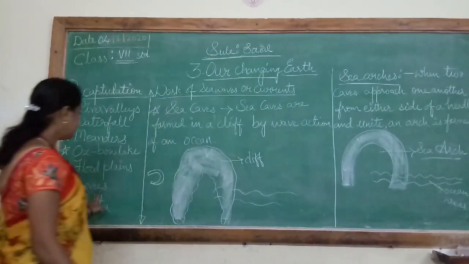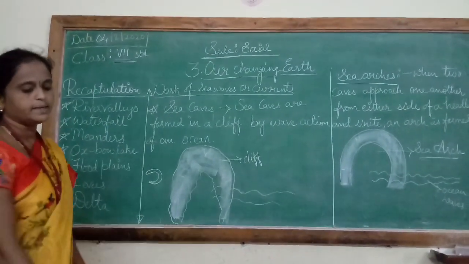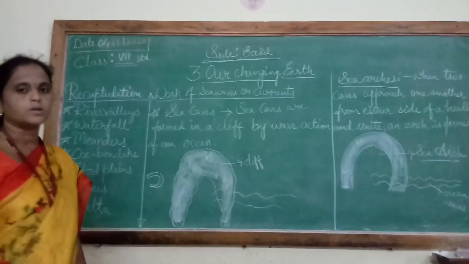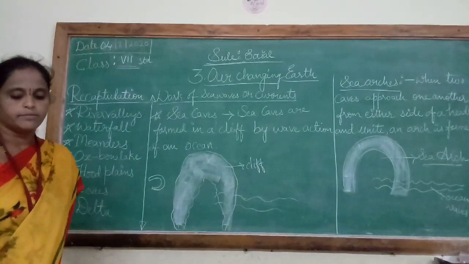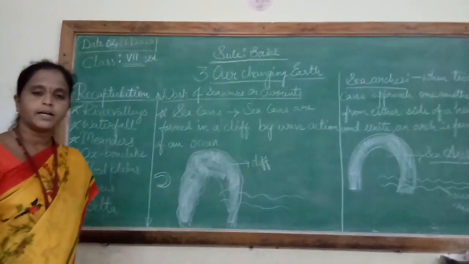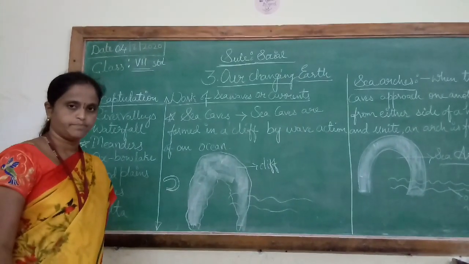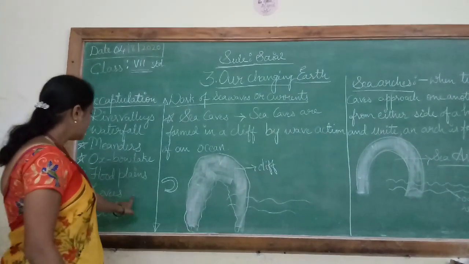Next is levees. As I said, it is a low wall built across a river or at the side of a river to prevent it from flooding, such as a dam. That is called a levee.